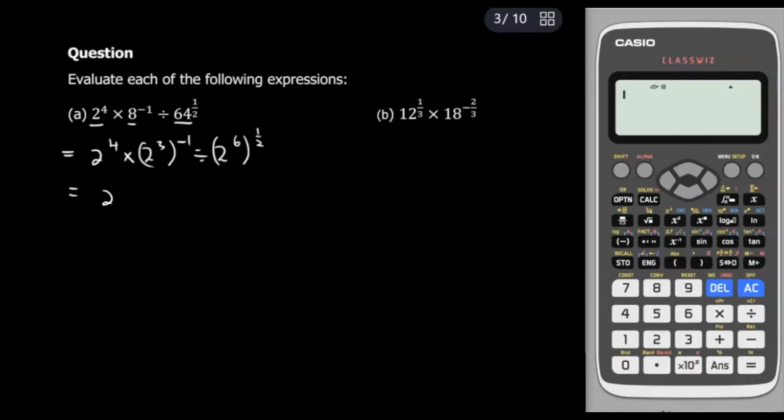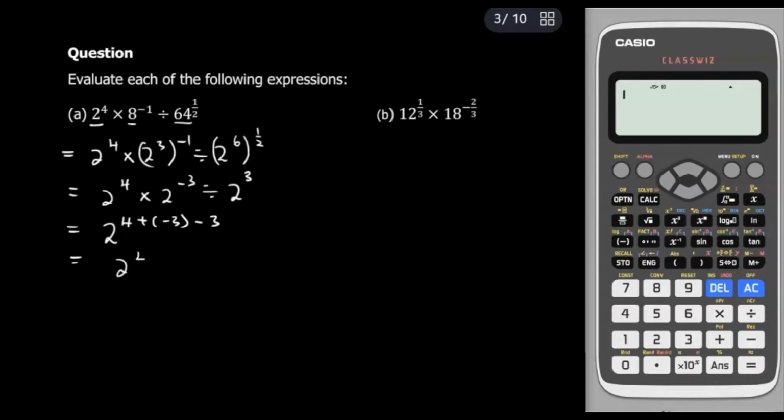So equals to 2 power 4 then times 2 power negative 3 divided by 2 power, so 6 times half is 3. Okay, so now all the bases are the same, right? We can plus or minus the power. So because it's times, we plus the power. Because it's divide, we minus the power, okay?